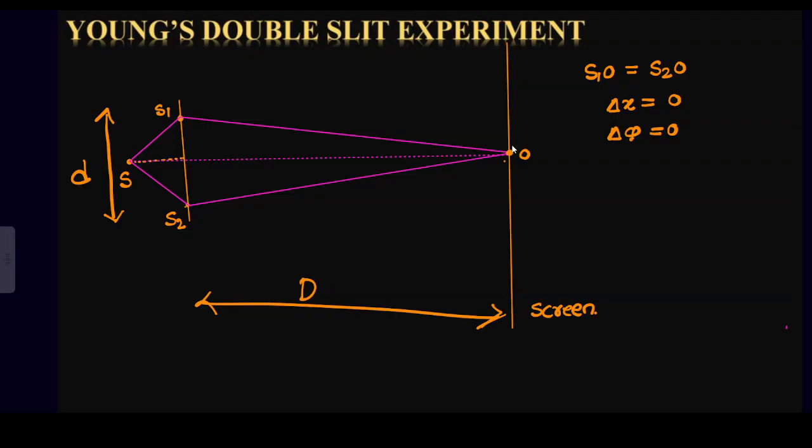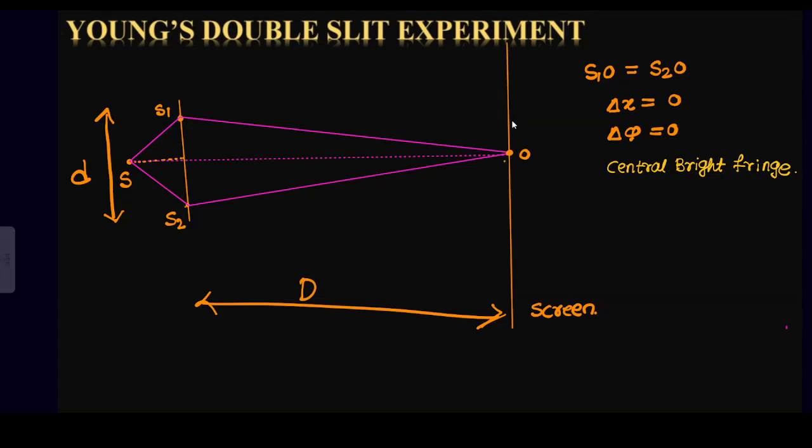Now this bright spot is called the central bright. This is O. At the center a bright fringe is formed. This is called the central bright fringe at the point O.